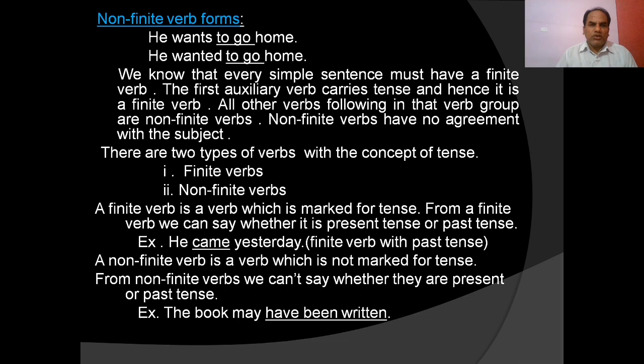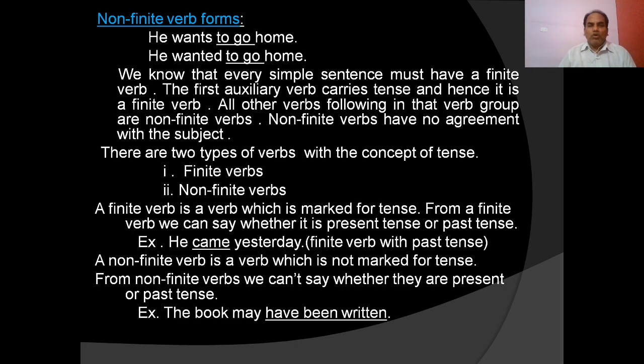Let us discuss two examples. He wants to go home. He wanted to go home. We know that every simple sentence must have a finite verb. Without a finite verb, a simple sentence cannot be formed. The first auxiliary verb carries tense, and hence it is a finite verb, and all other verbs following in that verb group are non-finite verbs. Non-finite verbs have no agreement with the subject. You examine the two examples.